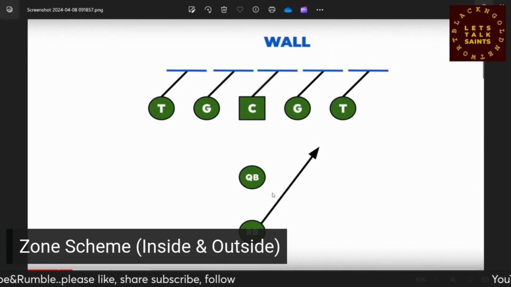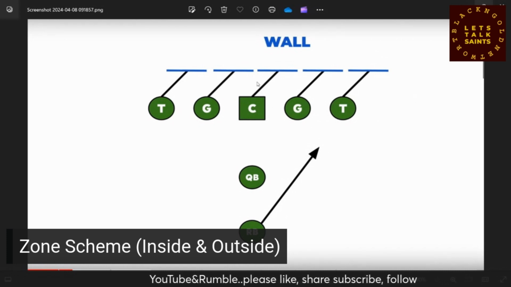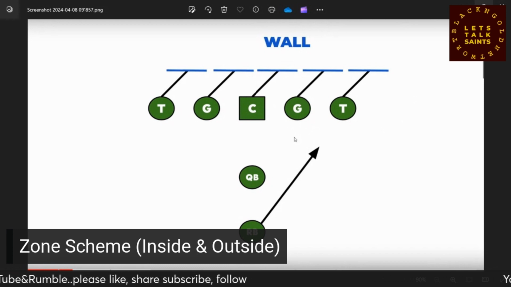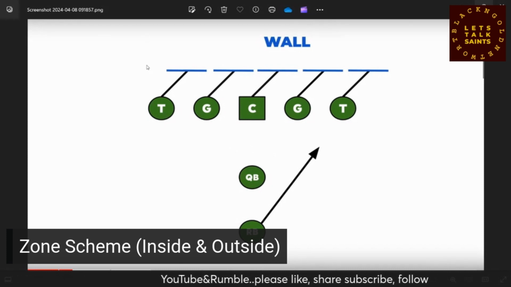So he's got to hit an aim point of that first cut. It may not be there. He may have to bounce outside. He may have to bounce it back inside. And it's entirely possible, and you will see some big runs develop out of this scheme, where the space is on the backside and he cuts back completely across the formation and ends up picking up chunks of yards this way.